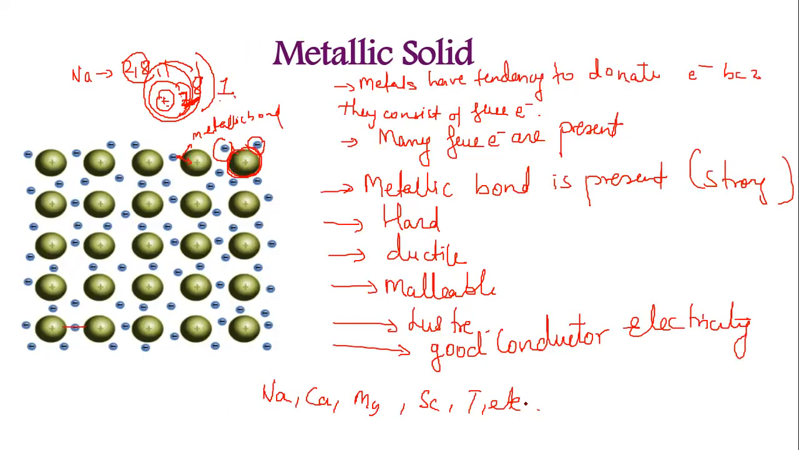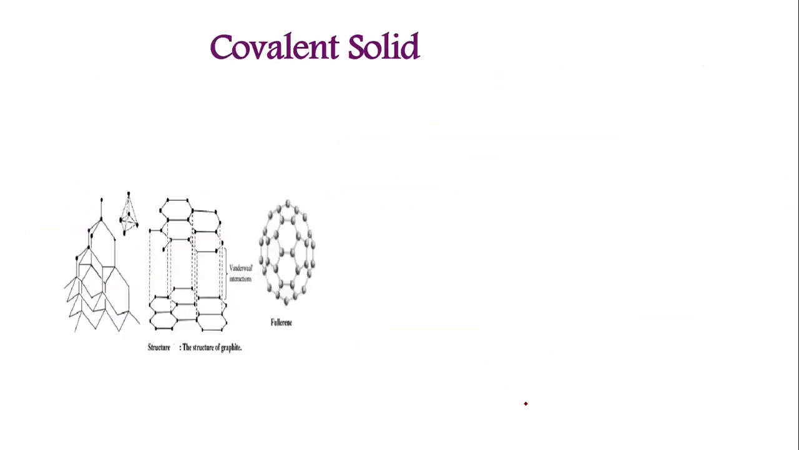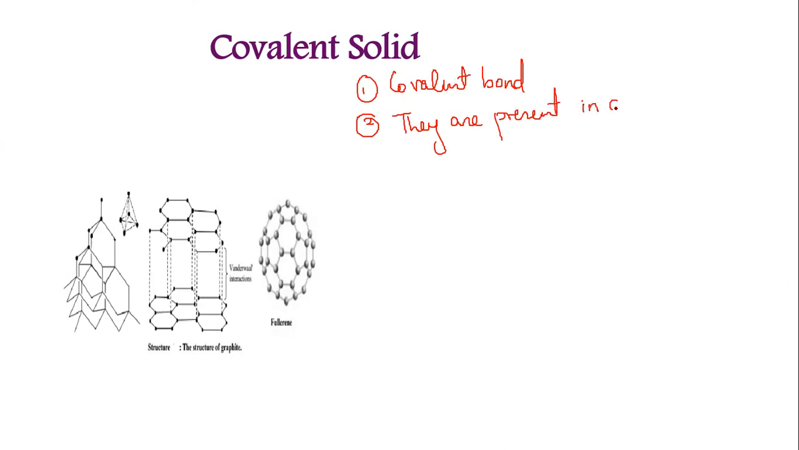Now next, that is the last type. It is a covalent solid. Covalent solid consists of covalent bonds. Covalent solids are present in a dense network, as you can see on screen. Diamond, this is graphite, and this is silver.